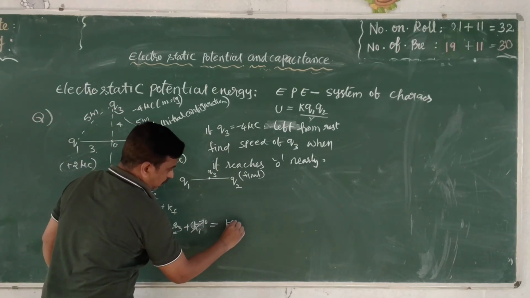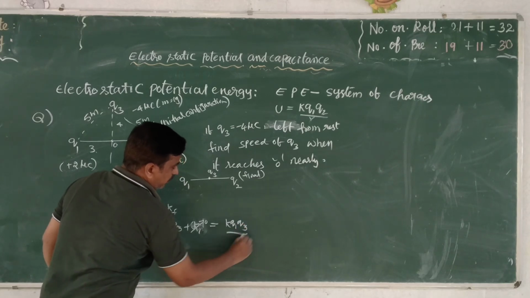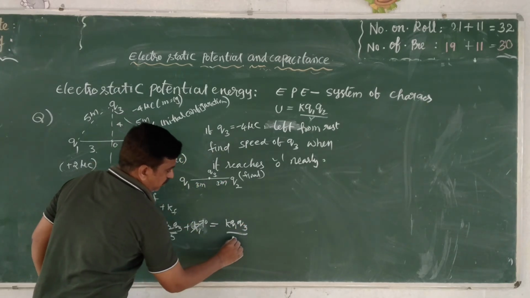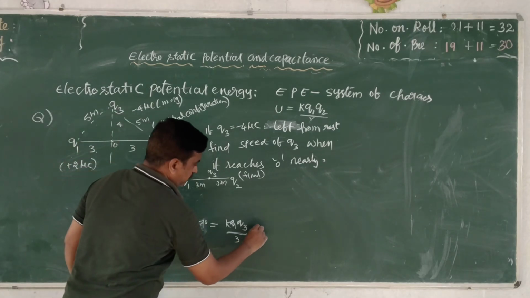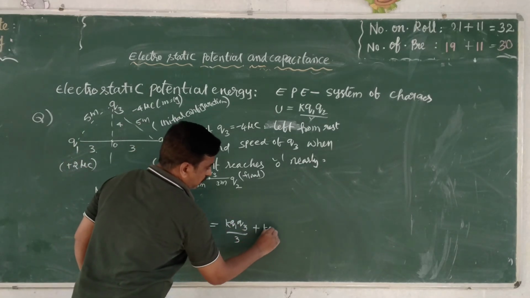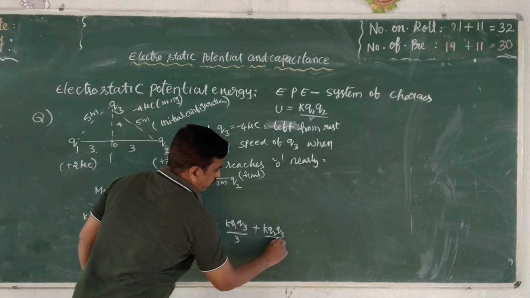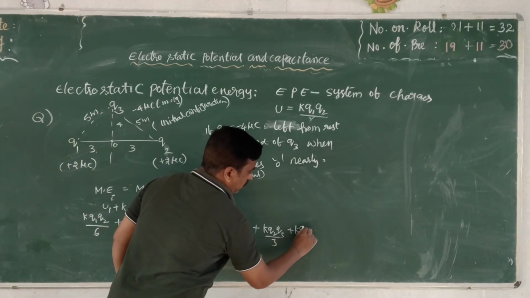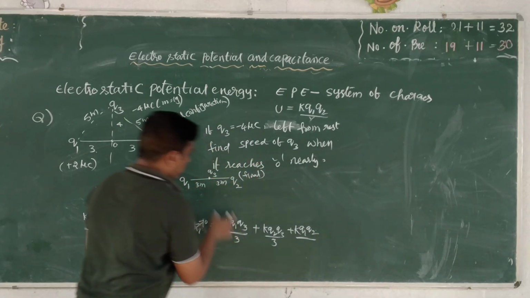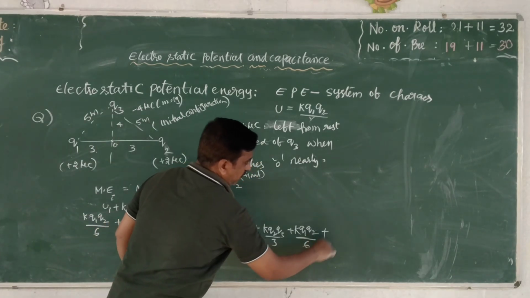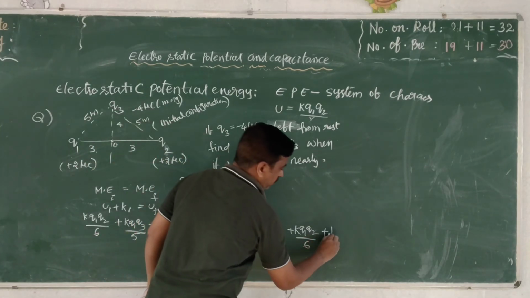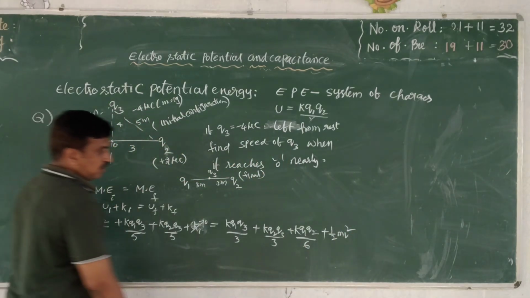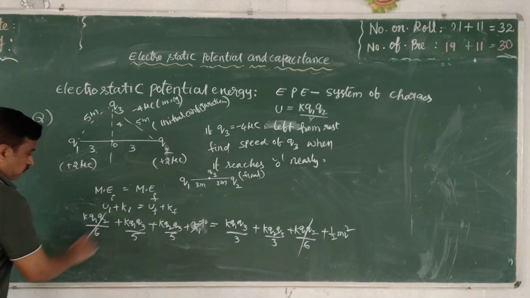So I write here K Q1 Q3 by R, where this is 3 meters. This is also 3 meters, so 3 only, plus in between these two, K Q2 Q3 by distance 3. In between first and last, K Q1 Q2 by distance 3 plus 3, which is 6, plus kinetic energy, half m v square. See here, K Q1 Q2 by 6.